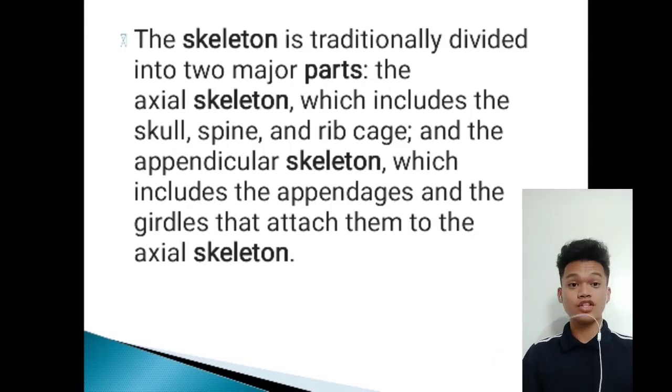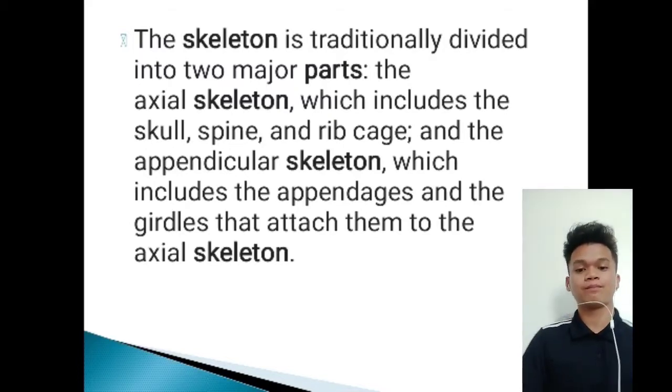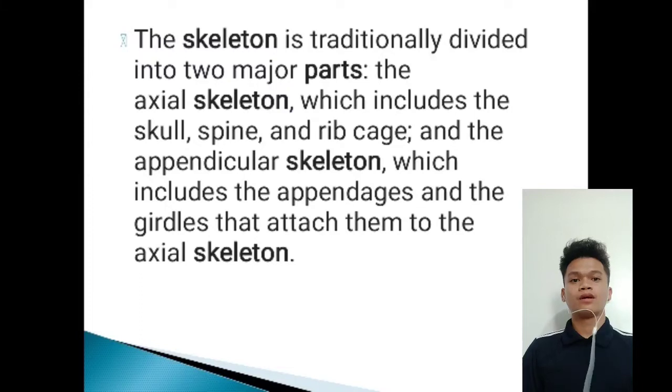The skeleton is traditionally divided into two major parts: the axial skeleton, which includes your skull, spinal cord, and rib cage, and the appendicular skeleton, which includes the appendages and the girdles that attach them to the axial skeleton.